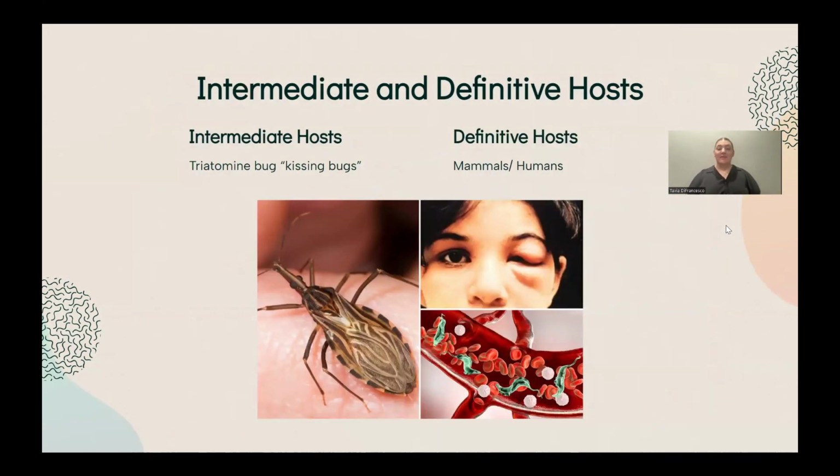Next, I want to talk about the intermediate and definitive hosts. The intermediate host is the triatomine bug or the kissing bug, which is identified most commonly by the specific patterns on its back shell. And the definitive hosts are mammals and humans. The signs and symptoms present themselves most commonly with a swollen eye, which is one of the most common signs that somebody has contracted Chagas disease. And then you can see in the bloodstream, once again, where the parasite would live.